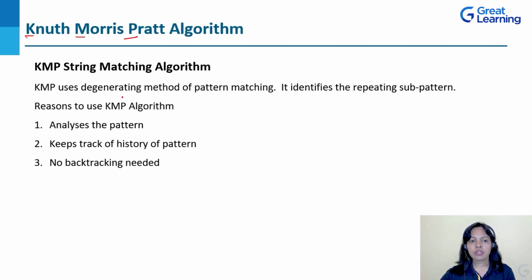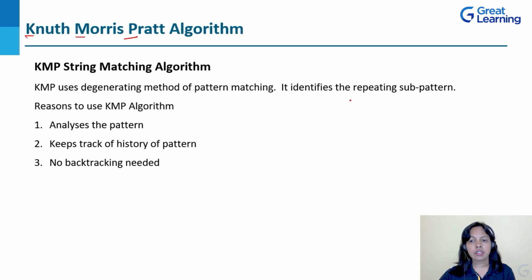KMP uses a degenerating method of string matching. What is the meaning of this degenerating method of pattern matching? It means that in the KMP algorithm, we first have to identify or study the pattern and the occurrence of the characters in the pattern. On the basis of the occurrence of characters in the pattern, the matching with the given string will be done.